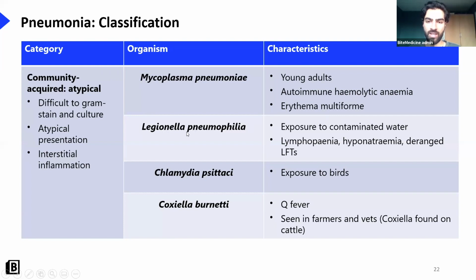Legionella pneumonia is caused by exposure to a contaminated water source. So in your exams, they'll say, you know, a 40-year-old businessman recently came back from a conference in Spain and has now developed a cough. And they'll give some blood results and show that he's got a lymphopenia and hyponatremia. The whole reason for saying that he's been to a conference is because conferences are air conditioned, and air conditioning is a classic source in exams for Legionella, okay? Because obviously air conditioning units use water, and then Legionella can grow in that water.